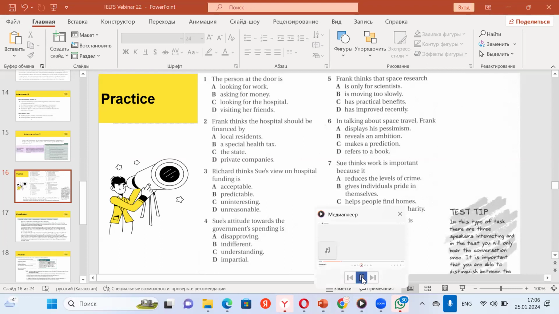Why do we have to pay for the new hospital out of our pockets? Из нашего кармана, out of our pockets. В то время, когда мы pay tax, we already pay our taxes. Income tax, purchase tax, you name it tax. The government should pay for the hospital out of general revenue, not the local residents. So the government should pay it, not the local residents. Да, синоним слова government – это state. State – государство, government – правительство. So the correct answer for second is C. Frank thinks the hospital should be financed by the government or by the state.